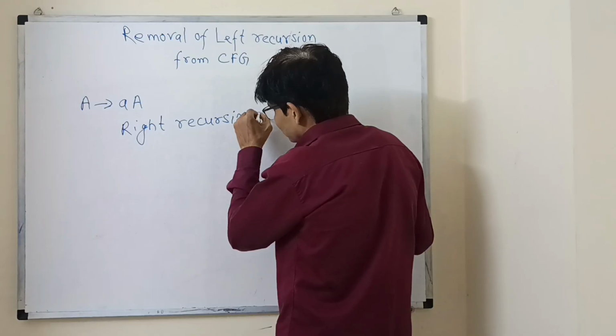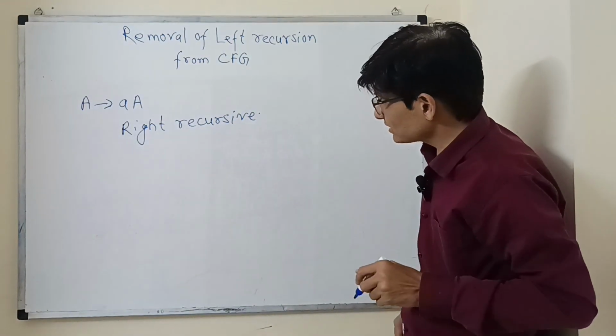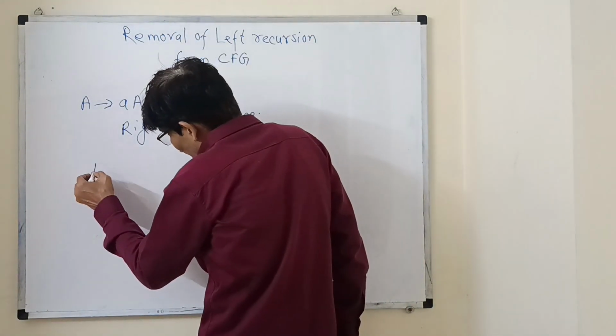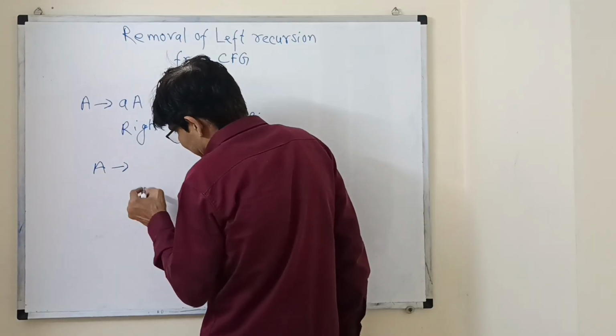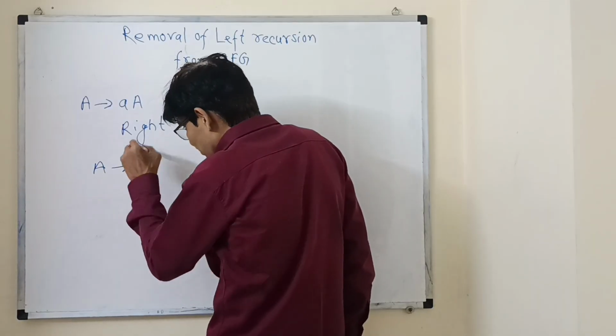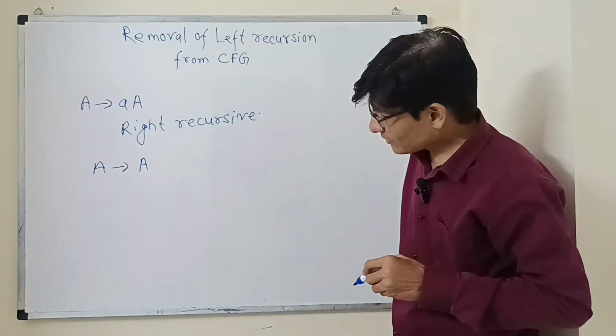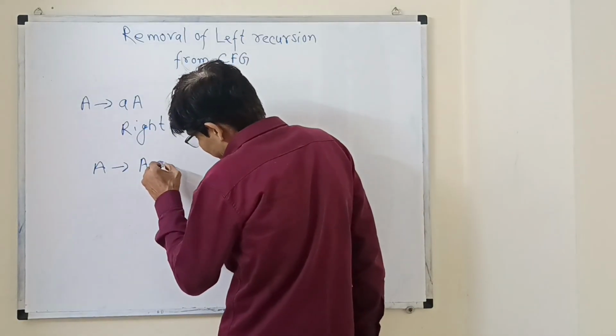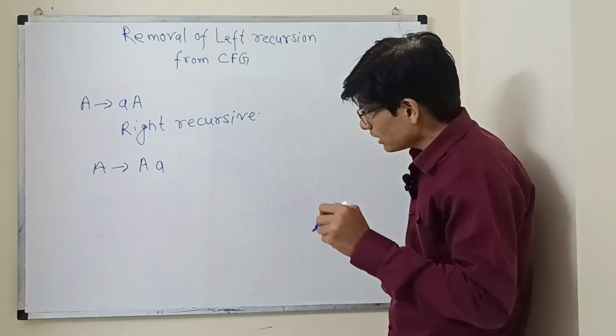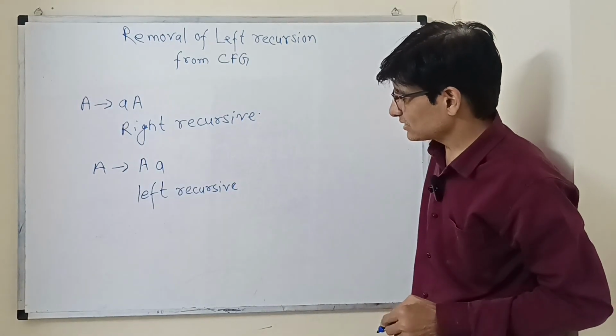Now suppose the variable which is at the left hand side of any production is appearing at the first position in the right hand side. So like this, this is also possible. This is called a left recursive production.